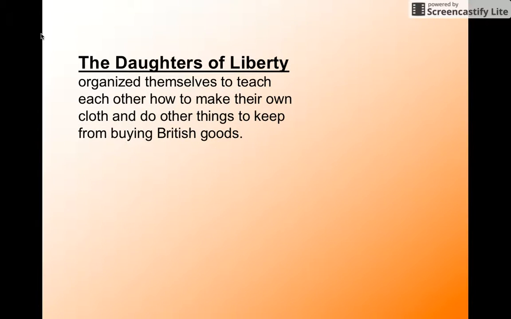And this is where the Daughters of Liberty come in. They organized themselves to teach each other how to make their own cloth and clothes and things to keep from having to buy the British goods.